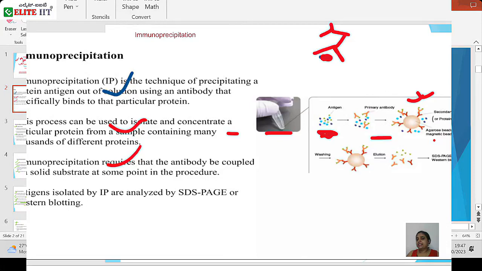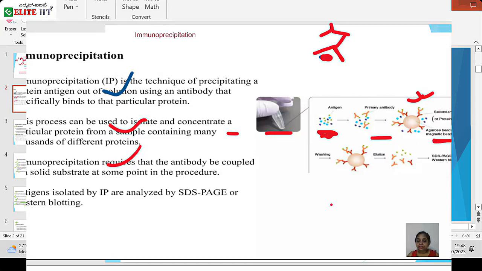or magnetic beads. It is written here, agarose beads or magnetic beads. If a magnetic bead is there, you can separate the precipitate very easily, and likewise for the agarose beads. So here there are three things: antigen, then primary antibody, then secondary antibody. But the fourth thing is, with the secondary antibody, what is attached? Either agarose beads or magnetic beads.